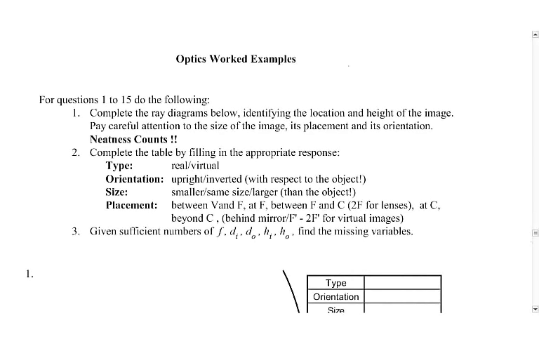Welcome to the Optics Worked Examples. In this section, we will be using the rules for drawing ray diagrams to find out where an image will form. We will also use the mirror and lens equations to find out the same thing mathematically.